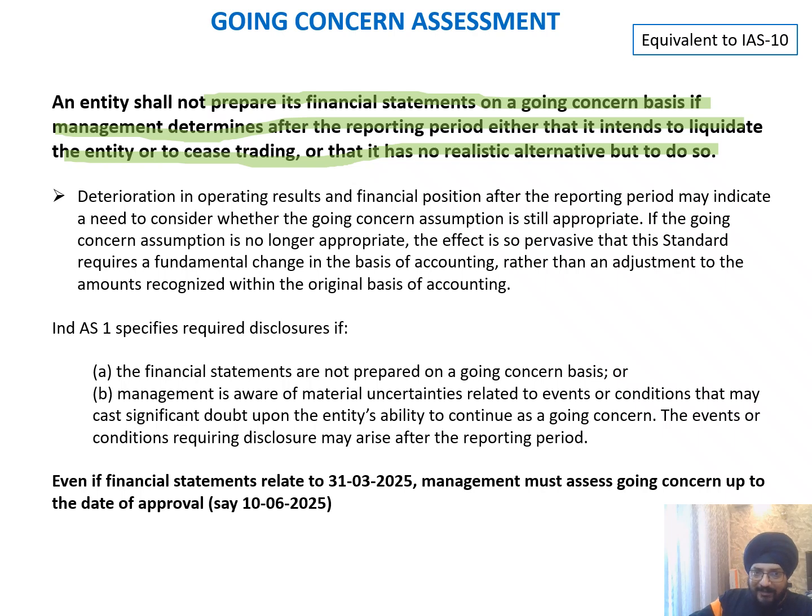What can those be? Deterioration in the operating result and financial position after the reporting date may indicate a need to consider whether the going concern assumption is still appropriate. If the going concern assumption is no longer appropriate, the effect is so pervasive that the standard requires a fundamental change in the basis of accounting rather than an adjustment to amounts recognized within the original basis. So basically, all the adjustments and the change in the fundamentals of accounting need to be made in the financial statements, even if that event was not there on 31st March of 2025 or any other financial year. Which means the entire accounting needs to be reframed, considering that the accounts are not going to be prepared on the going concern basis.